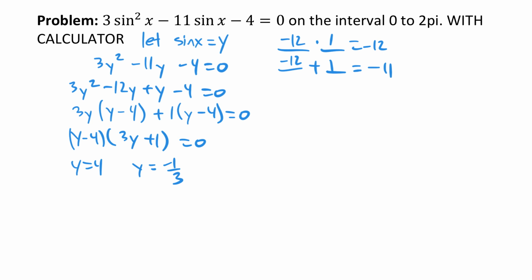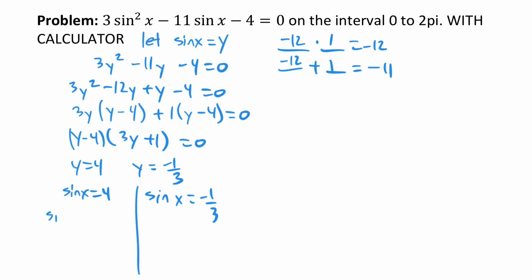Now remember, this algebra step isn't the end because we weren't asked to solve for y, we were asked to solve for x. We have to find our angle. And so we need to sub back now and say sine x equals 4 and sine x equals negative 1/3. Both of these are like their own little mini problem. They're like the question we just did previously. Now, let's start with the sine x equals 4.